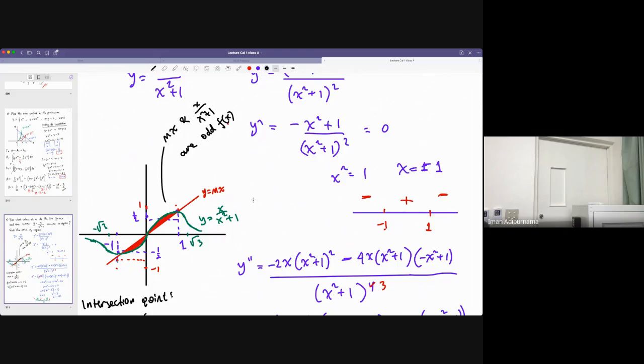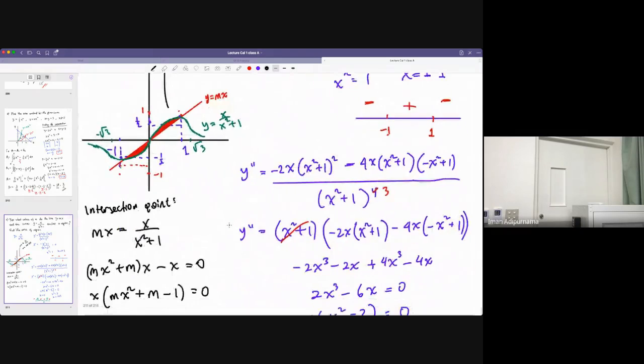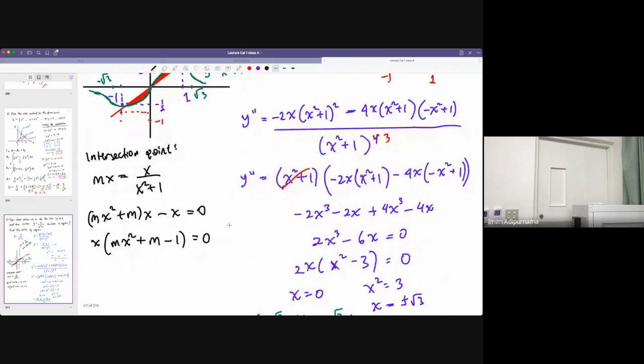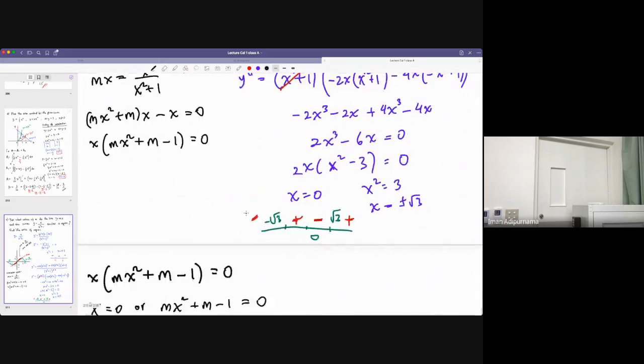And then we first find the intersections. We get these expressions. We will look at this expression later. And if you want to find the inflection point, set the second derivative to 0, and x squared is 3. So square root of 3 and negative square root of 3. So you get the inflection point.